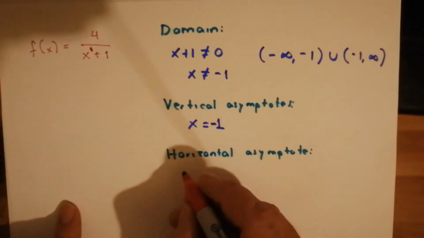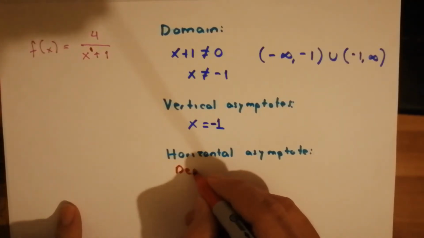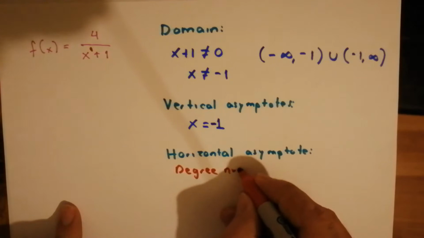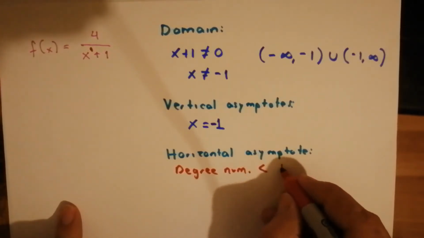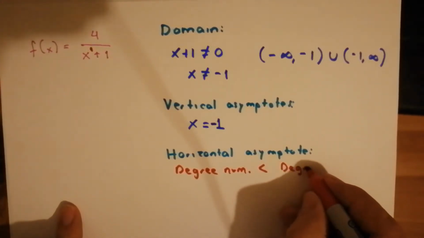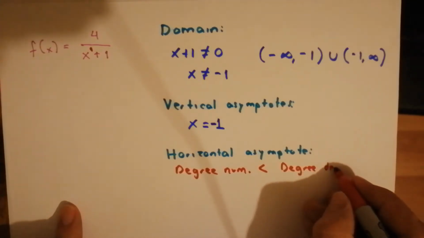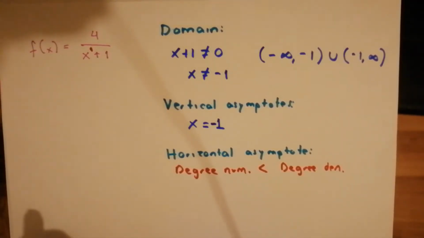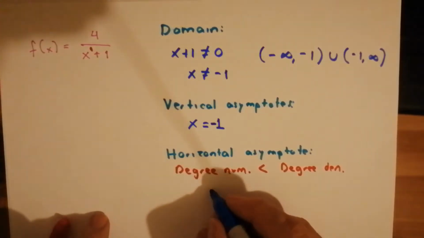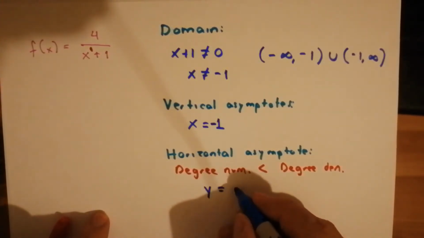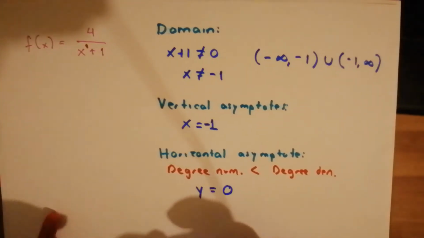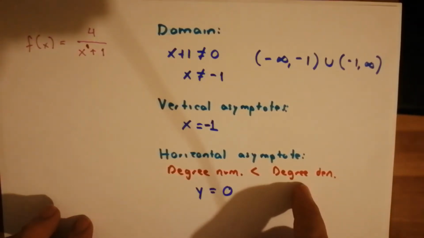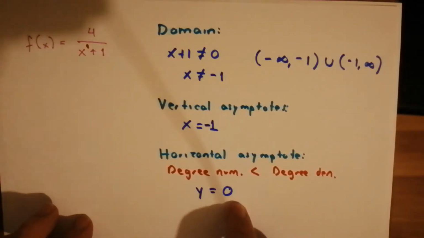Since in this case the degree of the numerator is less than the degree of the denominator, then we can say with certainty that the horizontal asymptote is going to be y equal to 0. Remember, when the degree of the numerator is less than the degree of the denominator, then y is equal to 0.